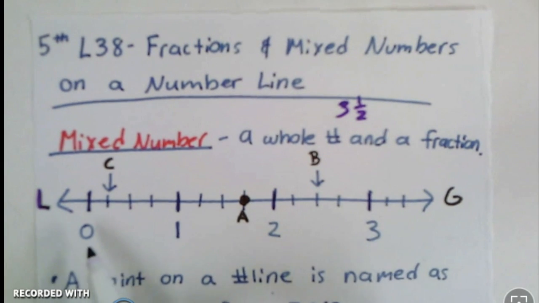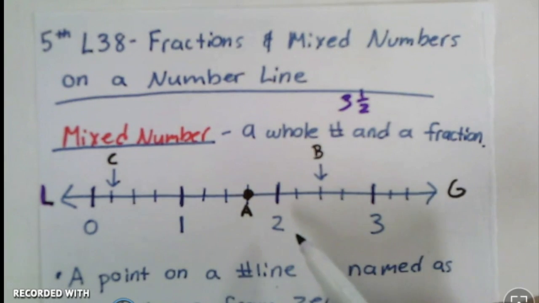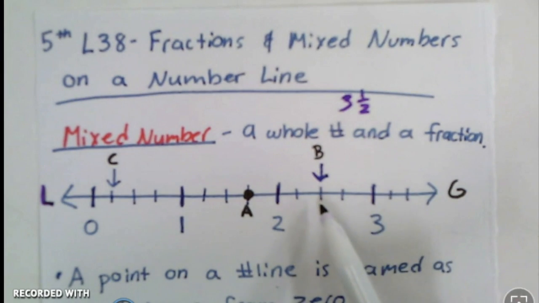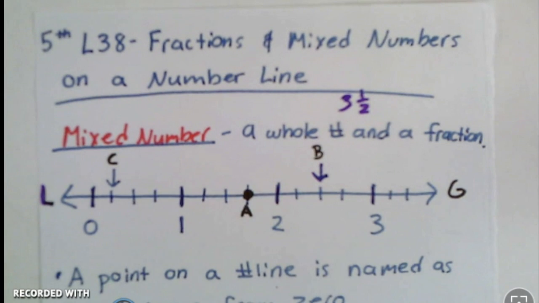So we're going to look at how to read a number line and to write mixed numbers from a number line. I wanted to show you that sometimes they're shown with a little arrow pointing to the spot, and sometimes a point is drawn right on the number line like that. So let's figure out what these places are. Let's start right here with this one.